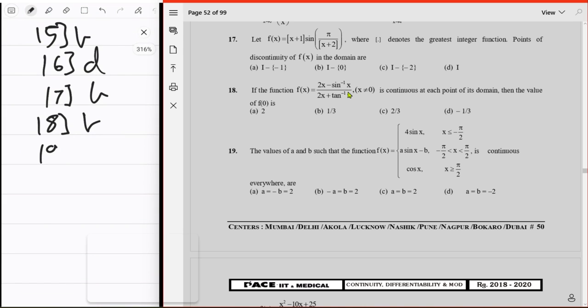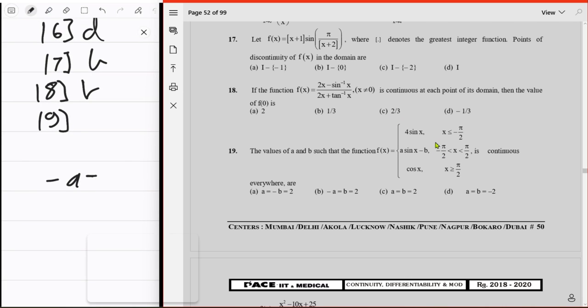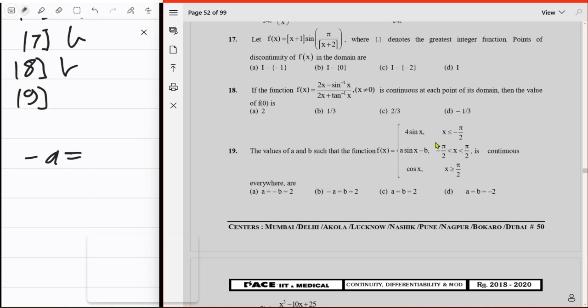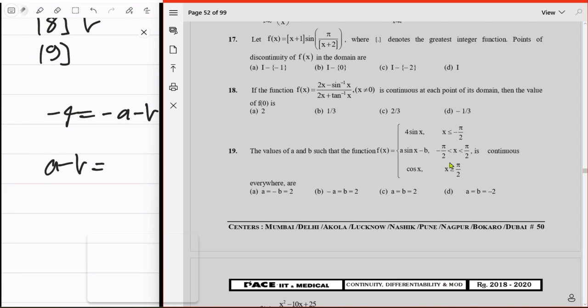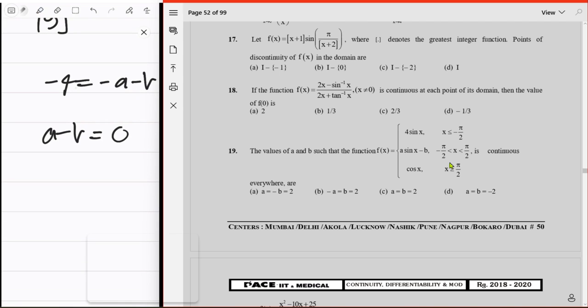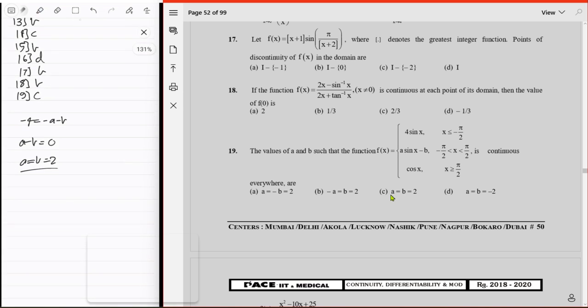Next is 19th. The values of a and b such that this function is continuous everywhere are. Okay, yeah, these three functions are actually continuous by themselves, but then they're changing. So at negative pi upon 2, it's negative a is equal to negative, oh, it's -4, sorry. Is equal to negative a, negative b, right? And at pi upon 2, it will be a minus b is equal to 0, right? So a equal to b, which means that a is just 2. So a equal to b equal to 2. That looks good. So which of these options? C. Next question. 20.